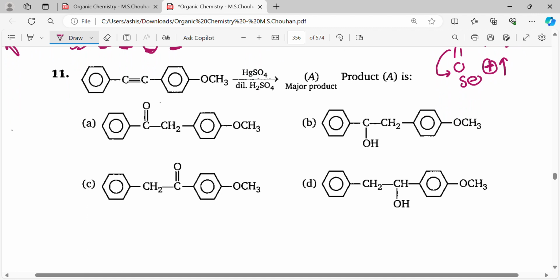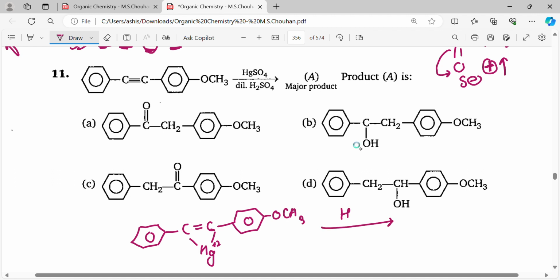Then question number 11. That is a mechanism based question in which we know that when hydration of alkyne occurs, there is a formation of a non-classical carbocation like C double bond C, OCH3, and Hg2+ ion will make a ring like here.